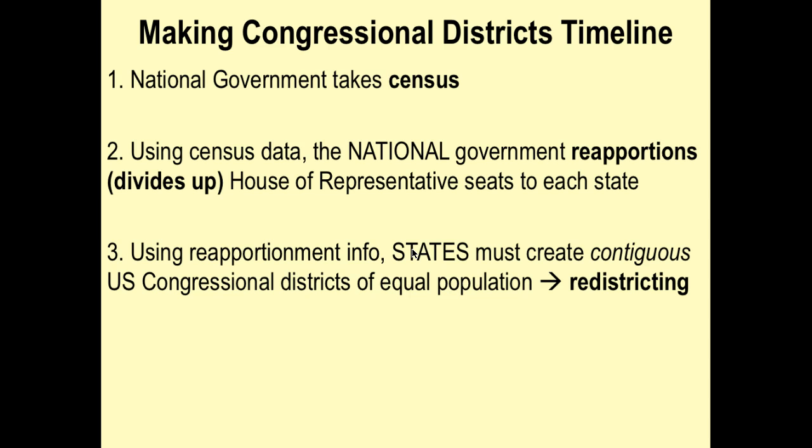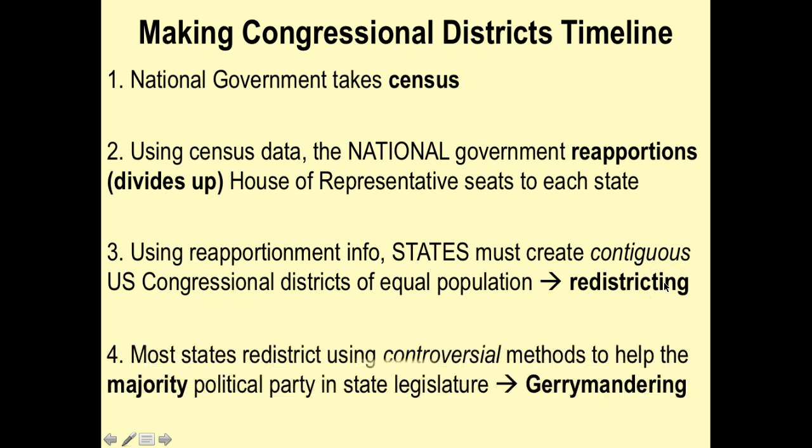With this reapportionment data, the states, in capitals, you notice how we have the national government involved, the states involved. What does that sound like to you? Yes, yes, yes. Federalism. The states take this data and they have to create contiguous U.S. congressional districts of relatively equal population. And this process is called redistricting. Now, redistricting, no big deal. It doesn't have a dirty word to it. But what happens is many states use very controversial methods to help the majority political party in their state legislature.